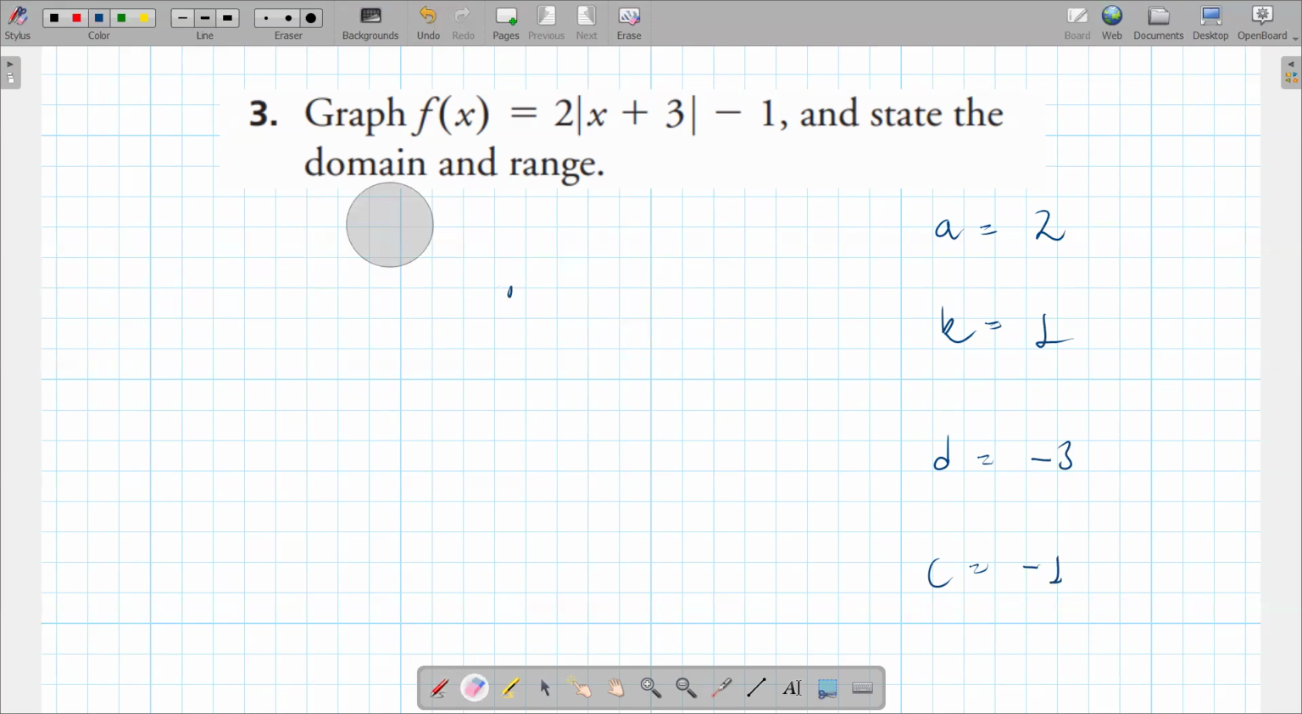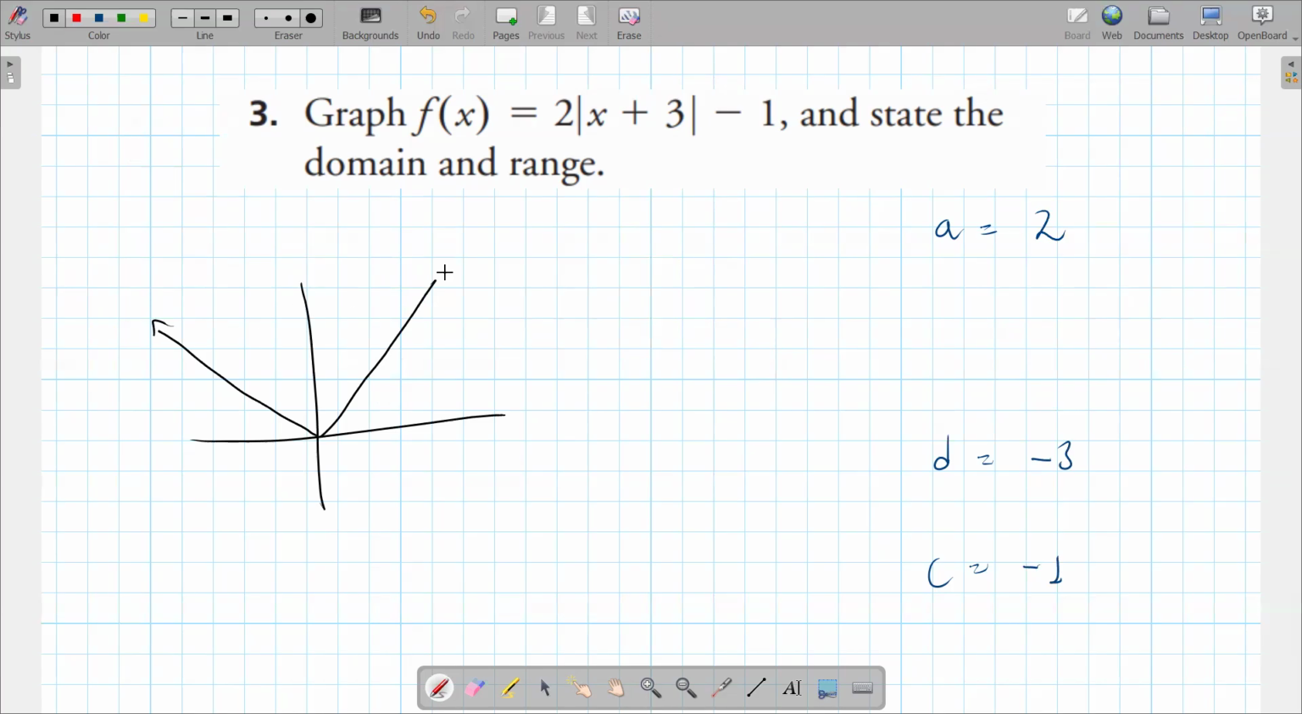So it says graph this. K as 1 does nothing, so we can ignore this. So the absolute value function looks like this. It goes through (1, 1), (-1, 1), (2, 2), (-2, 2), right? Looks like this. So the first thing we're going to do, a is 2, it's a vertical stretch.